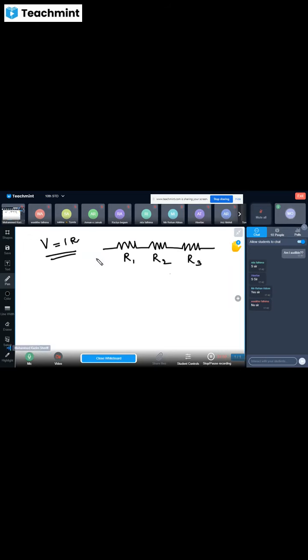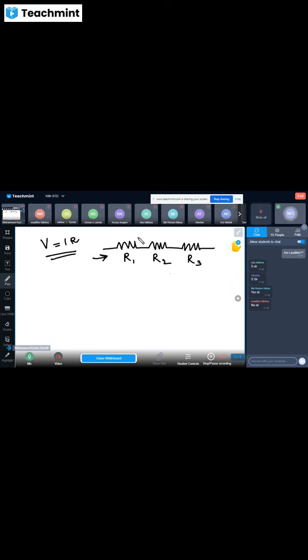Now, we know one thing, that the current flowing through each of the resistors will be the same. There's no division of current. After current flows into R1, only then can the same current flow into R2, and the same current can flow into R3. We cannot have current flowing into R1 and R2 at the same time. Keep that in mind. Now, that means current is the same.